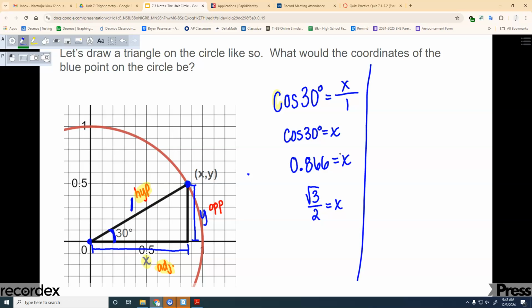Now let's think about the y. To find it, we would have to use sine because we're doing opposite and hypotenuse. So we would have sine of 30 equals y over 1. Solve that one for me, and let's see what you've got there.